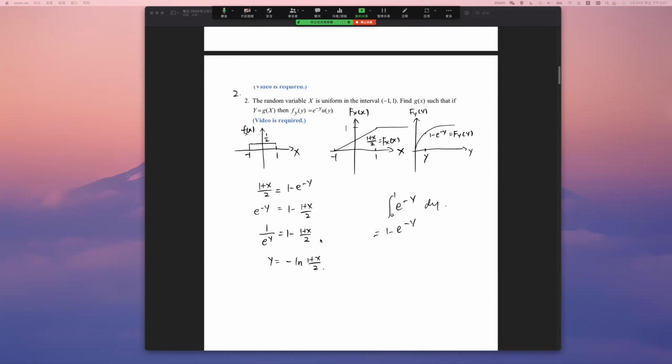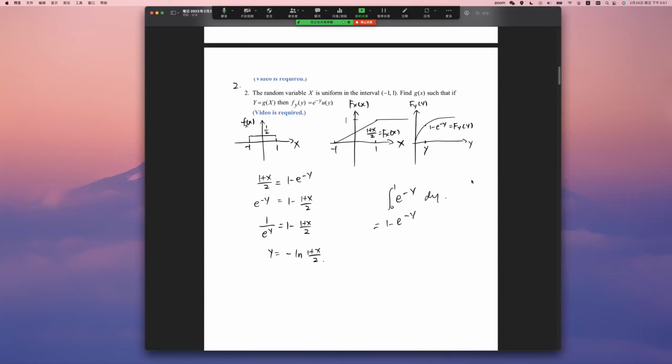And then we take ln on both sides and get y equals negative ln of (x plus 1) over 2. And this should be the g(x) function. So negative ln of (1 plus x) over 2 should be the g(x) function. And that's it. These are the two graphs.